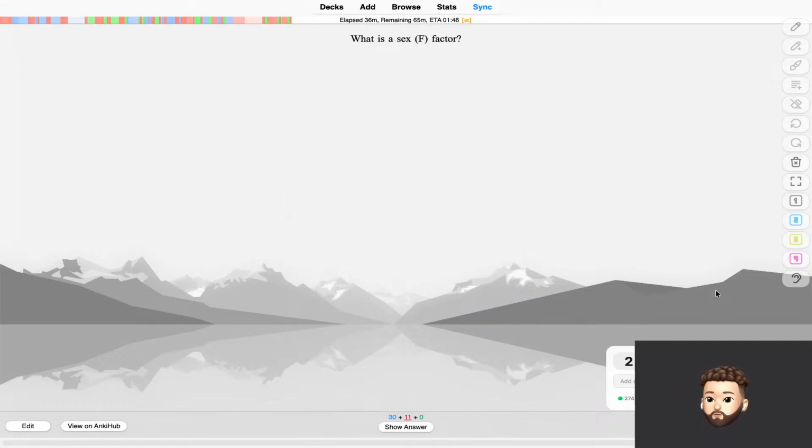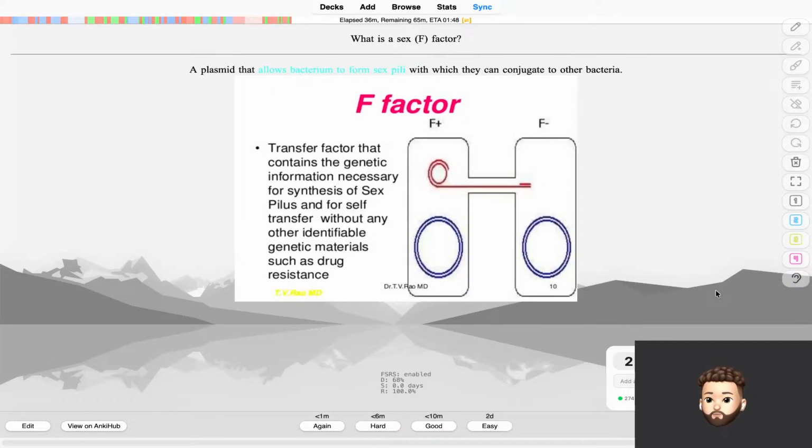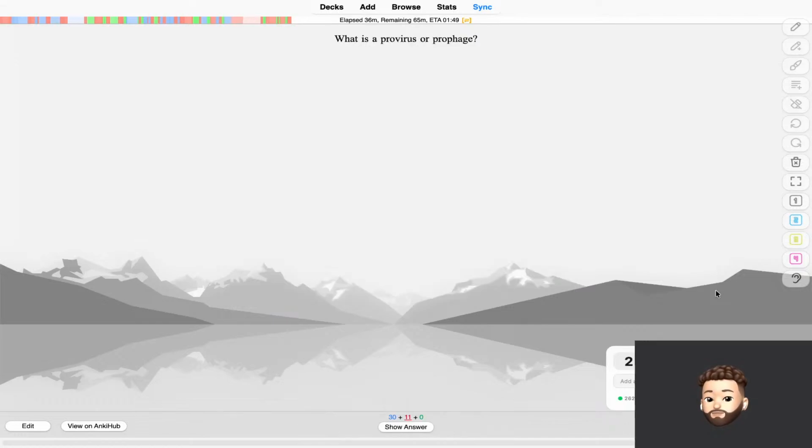What is a sex factor? It is the plasmid that allows bacteria to form sex pili with which they can perform conjugation. Provirus or prophage. Provirus is a virus's genetic information that integrates into a eukaryotic cell, and the other one is into a bacterial cell.